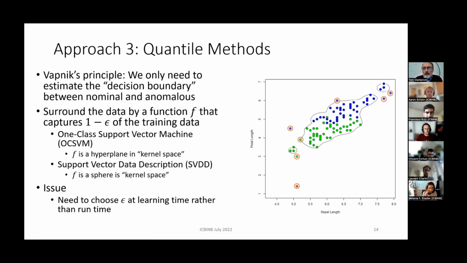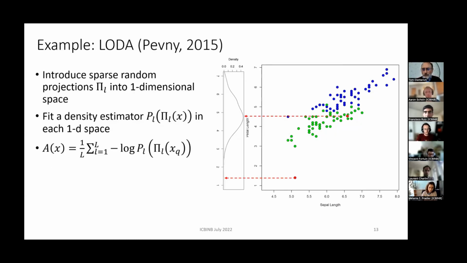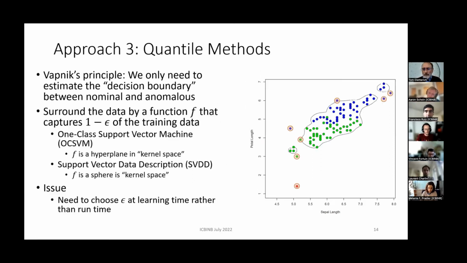The third approach, basically following Vapnik's principle, which says that you're going to an awful lot of work to build a density estimator and then just threshold it to declare an anomaly. Why don't we just try to fit some quantile of the density? Let's just learn that boundary, and then everything outside the boundary we'll declare to be an anomaly. And that's the idea behind the one-class support vector machine, or the support vector data description: we're going to learn a decision boundary that contains, say, 1 minus epsilon of the training data, and we'll label everything outside the boundary as an anomaly.